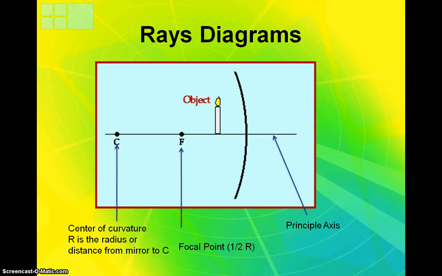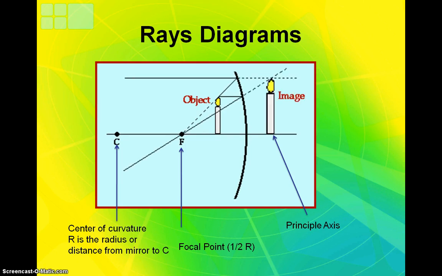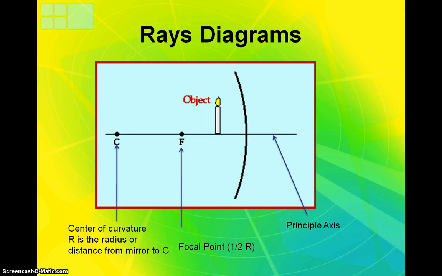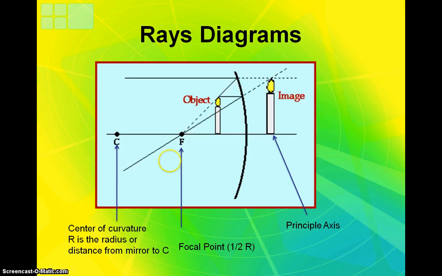Alright, so in this video we're going to talk about curved mirrors. In the last video we talked about how mirrors reflect light, and that when we have a flat mirror, the angle of incidence equals the angle of reflection. Now in this video we're going to talk about how we create images, what they look like, and where they appear when we hold an object in front of a curved mirror.